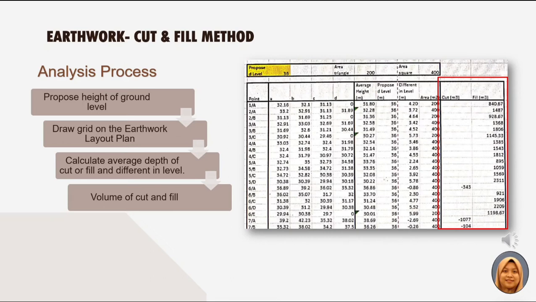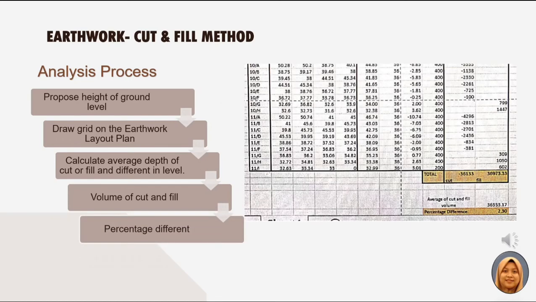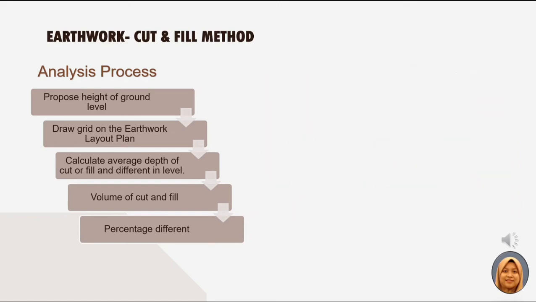If the volume calculated is a positive value, then this is a fill cell, while a negative value indicates a cut cell. Lastly, the percentage difference between cut and fill was calculated using this formula. The proposed level with less than 10% can be used as the earthwork infrastructure proposed ground level. Therefore, the proposed ground level for this project is 36 meters with 2% of percentage difference.